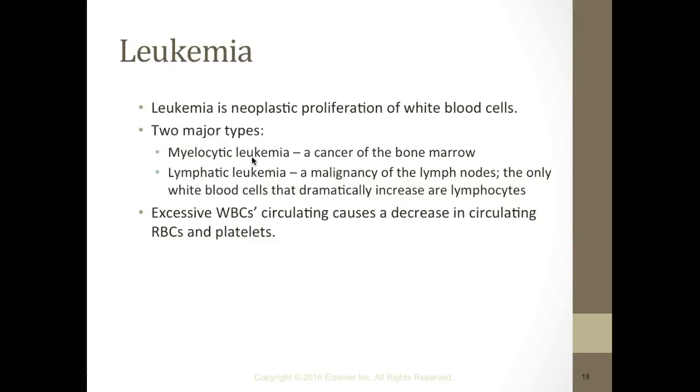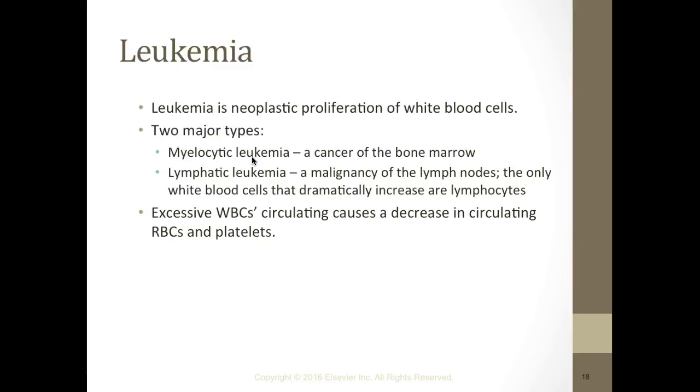Leukemia, we hear about leukemia a lot. It is a neoplastic proliferation of white blood cells. There are two major types: myelolytic and lymphatic leukemia. Myelolytic is a cancer of the bone marrow, and lymphatic leukemia is a malignancy of the lymph nodes.